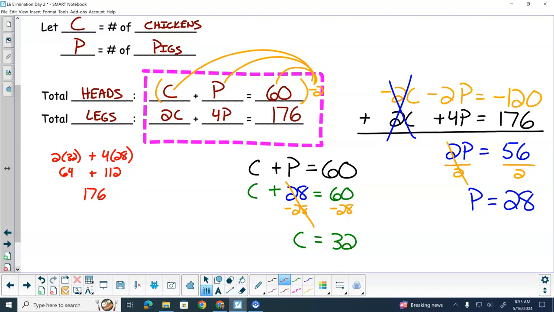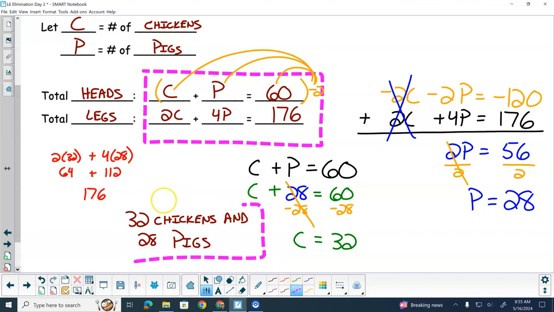So our answer here is not going to be an ordered pair. Our answer here is going to be there are 32 chickens and 28 pigs in the field. Okay? That is our answer.